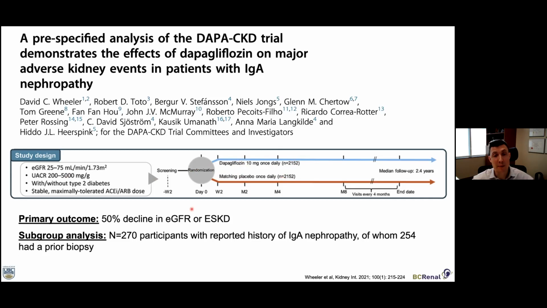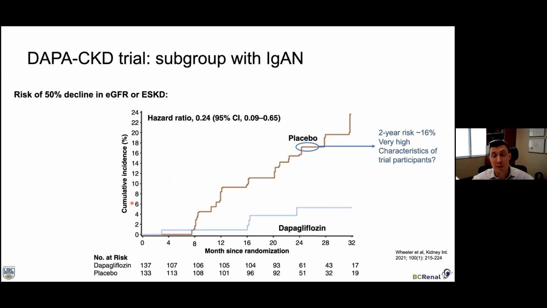And the primary outcome here was a 50% decline in kidney function or end-stage kidney disease. This analysis was done in the subgroup of 270 participants that just so happened to have IgA nephropathy who got into this study. So what they showed is that the risk of a 50% decline in kidney function was substantially reduced in the dapagliflozin group compared to placebo in patients who had IgA nephropathy in the study. So this is a very large treatment effect, and it's very impressive.